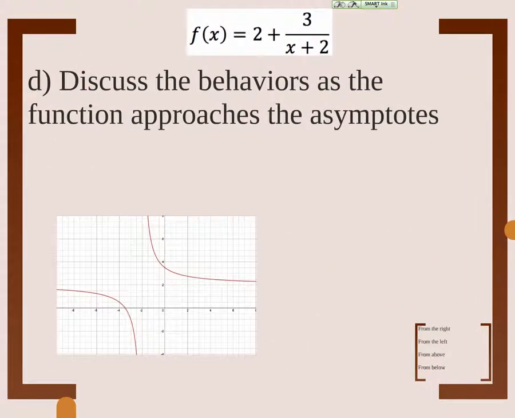And so here's mine that I graphed. The question says, discuss the behaviors as the function approaches the asymptotes. And I know the word discuss generally means you're going to write a few sentences. That's not what we're going to do here. We're going to use symbols to discuss what's happening with our function. I'm going to sketch in the asymptotes just to make it easier, and we'll just start with the x asymptote first.